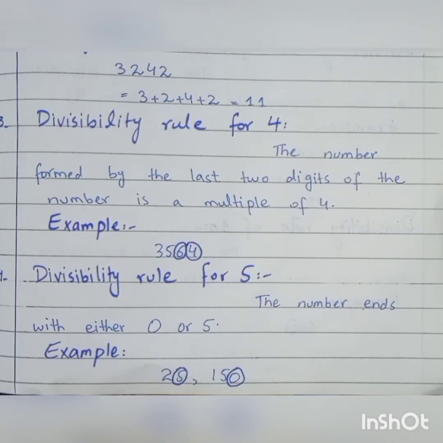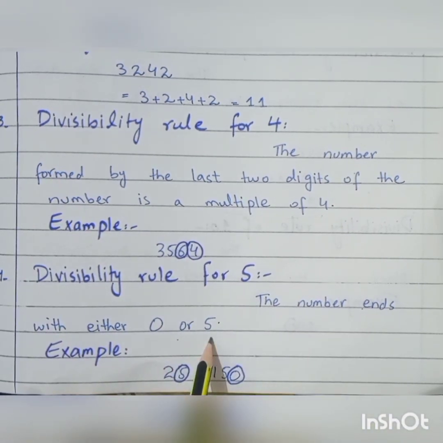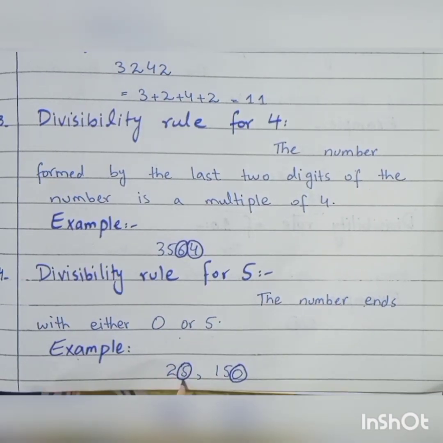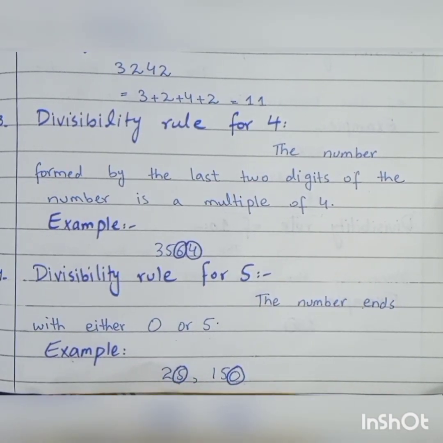The next rule for 5 is the number ends with either 0 or 5. Example: 25 and 150, where the last digits are 5 and 0, and these numbers are divisible by 5.